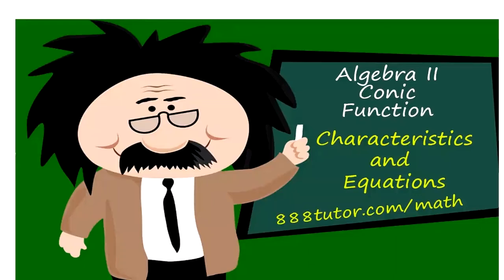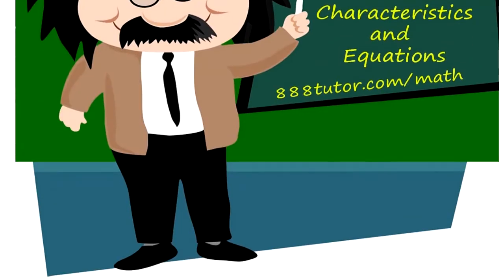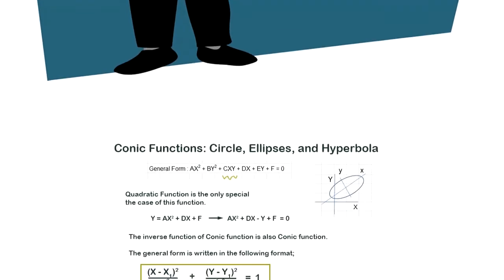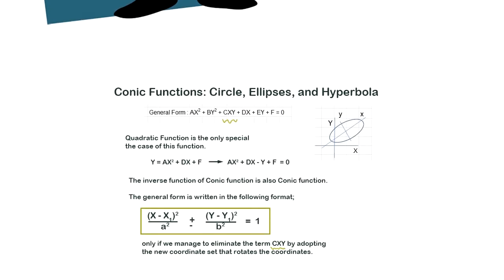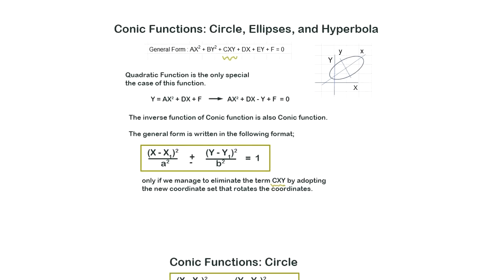Algebra 2, Conic Function, Characteristics and Equation. The conic function in high school you probably learned in geometry. Here we use the analytic method. What's the analytic method? Analytic method means you use the xy coordinate and describe the shape by the function, by the equation.